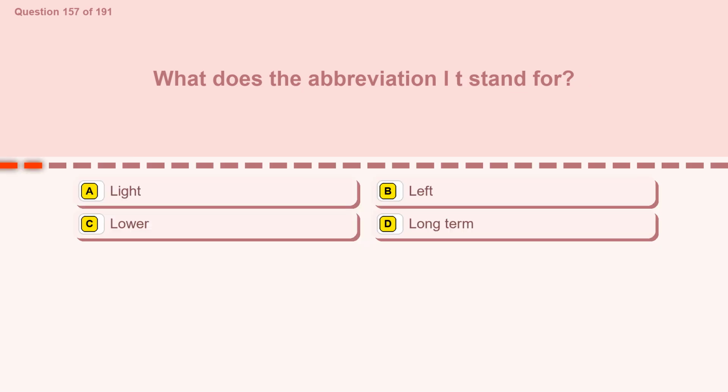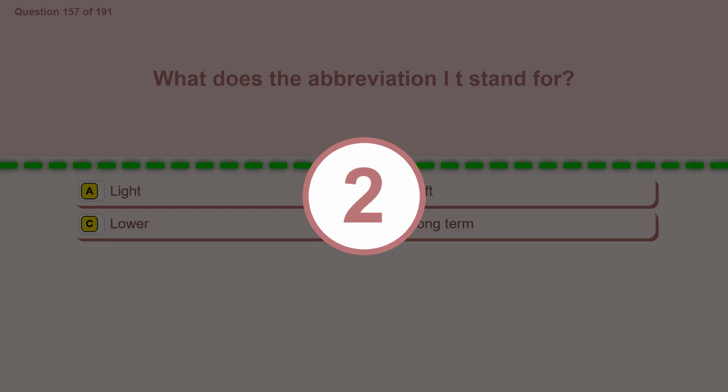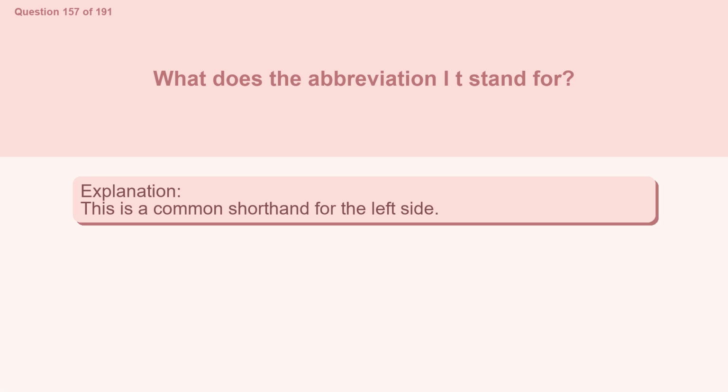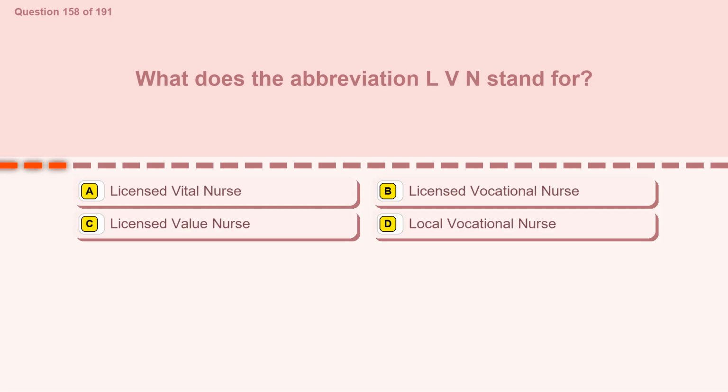Question 157. What does the abbreviation LT stand for? Option A, light. Option B, left. Option C, lower. Option D, long term. The correct answer is option B, left. This is a common shorthand for the left side. Question 158. What does the abbreviation LVN stand for?